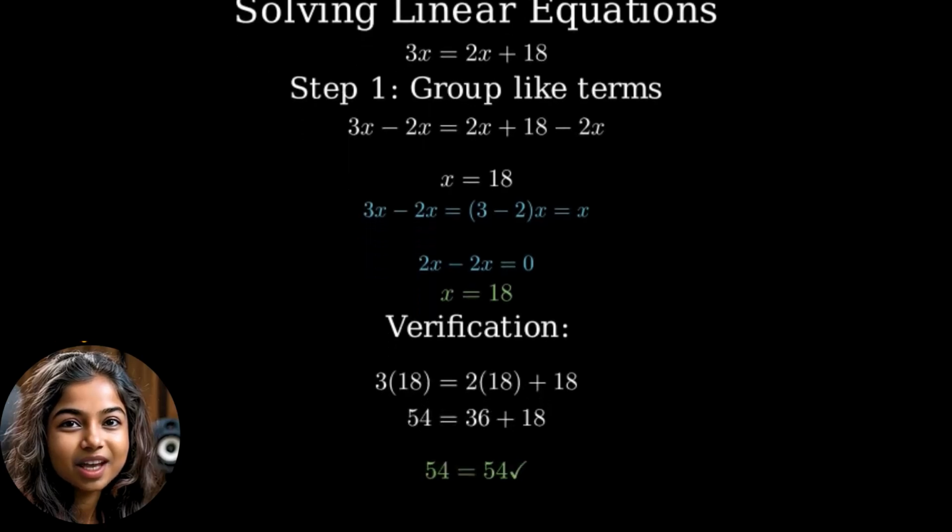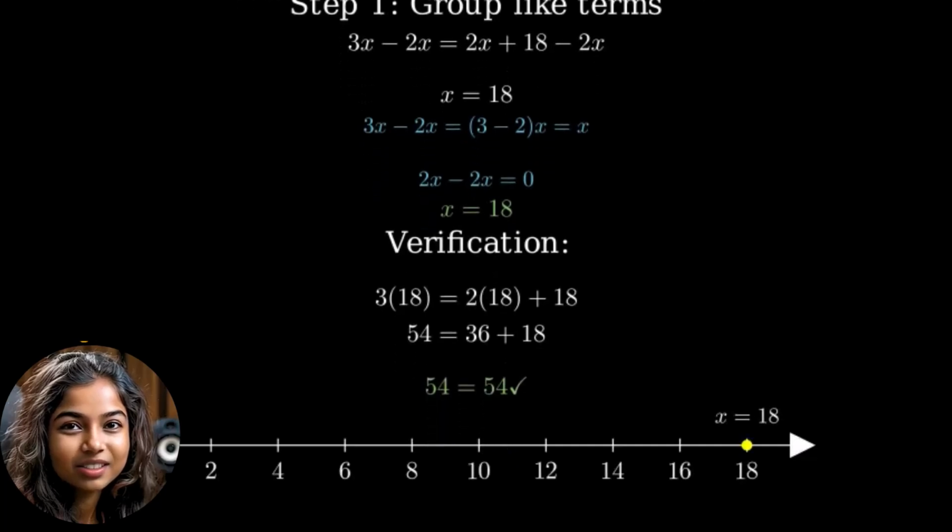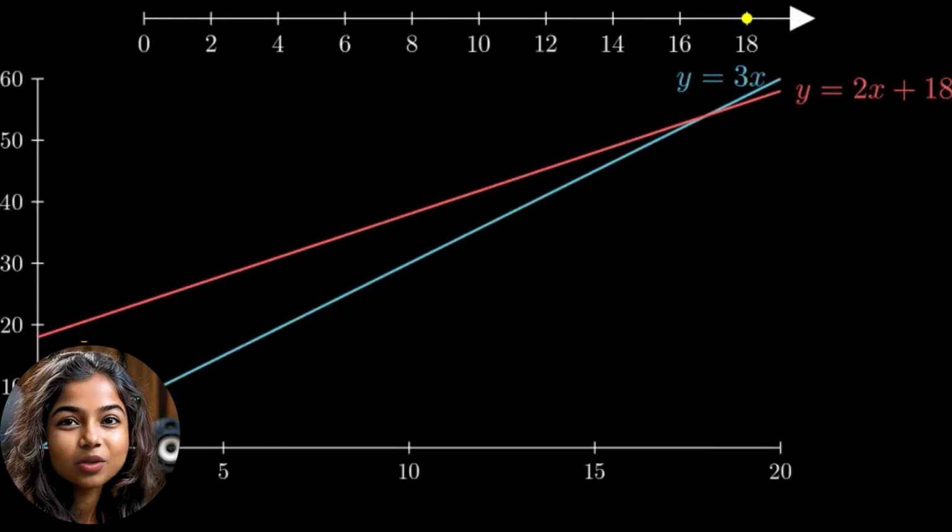Let's visualize this solution on a number line. Our solution x equals 18 shows where the expressions 3x and 2x plus 18 are equal. Let's also visualize this graphically. We can plot y equals 3x in blue and y equals 2x plus 18 in red. The point where these lines intersect is our solution, the point (18, 54).